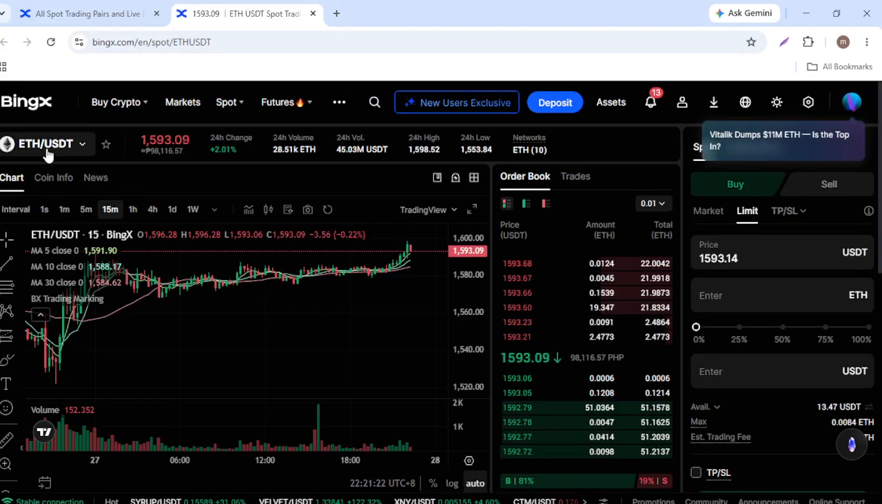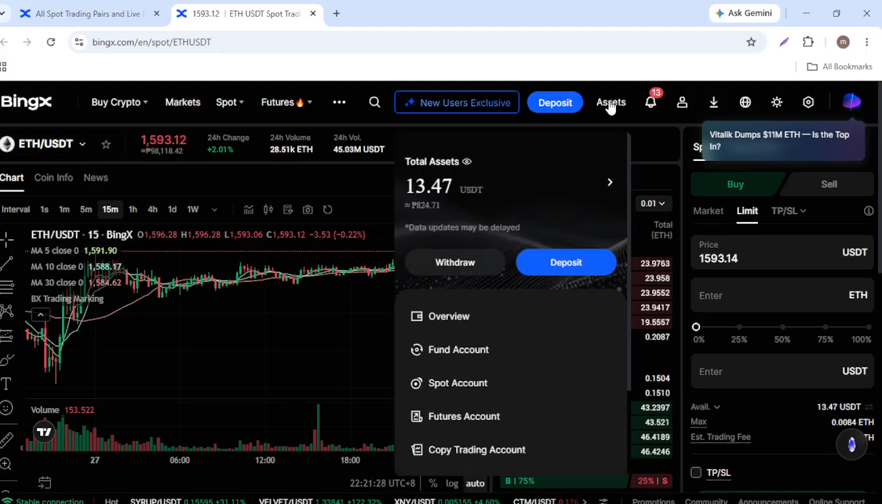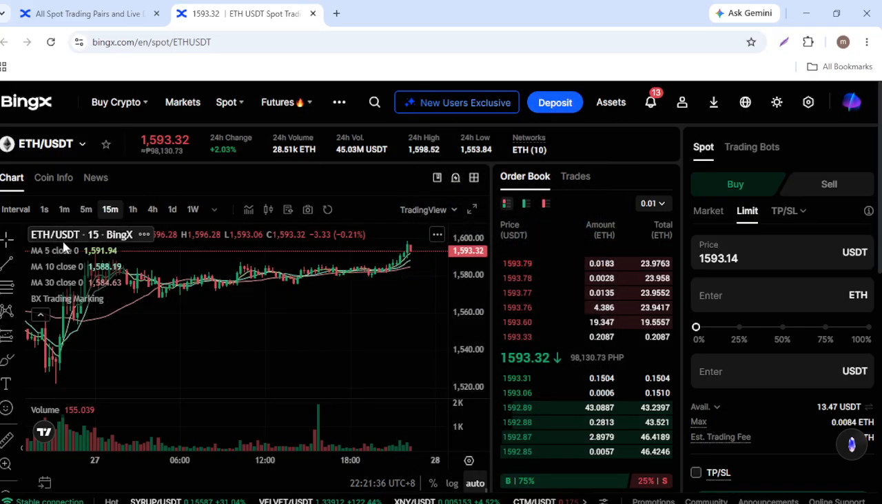When selecting a trading pair, choose one that matches the asset you already own. For example, if your account balance is in USDT, you'll likely trade pairs like BTC to USDT, ETH to USDT, or XRP to USDT. And that's how to read a trading pair on BingX.